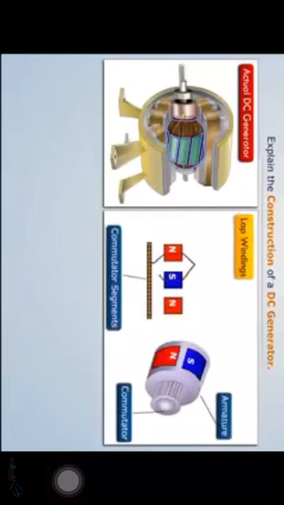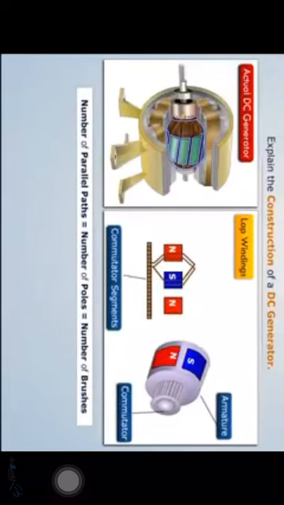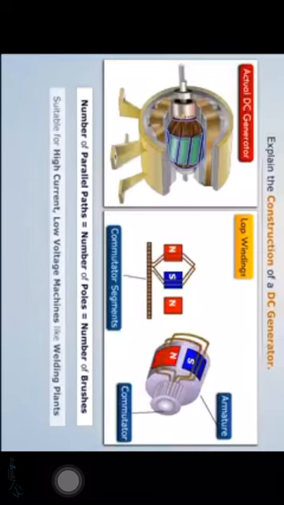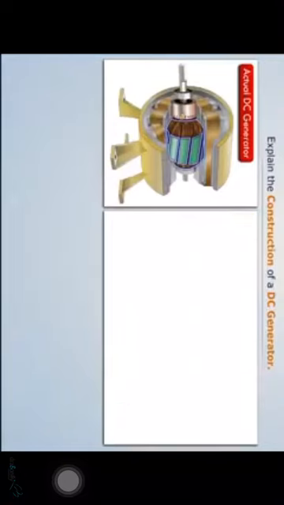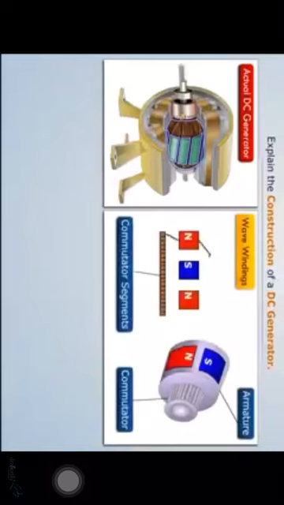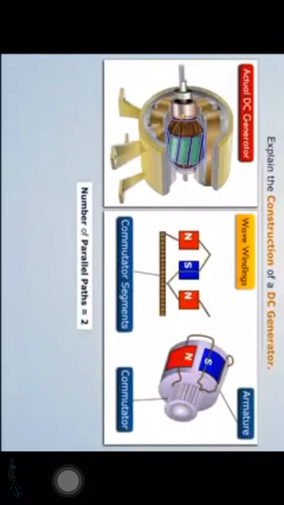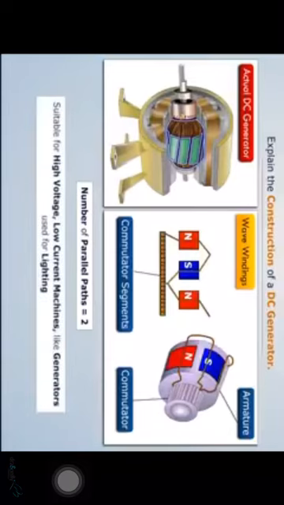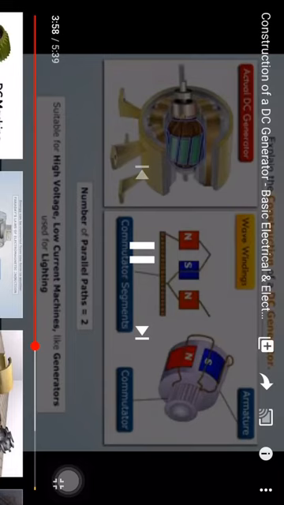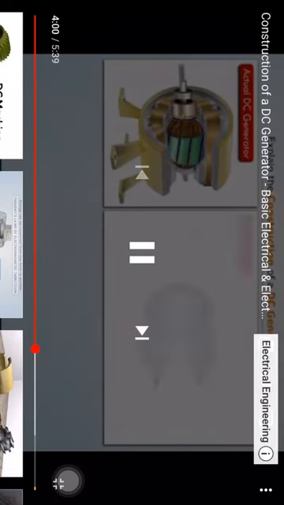In lap winding, the number of parallel paths is always equal to the number of poles and also the number of brushes. It is suitable for high current, low voltage machines like welding plants. Whereas in wave winding, the number of parallel paths is always 2, and there may be 2 or more brush positions. It is suitable for high voltage, low current machines like generators used for lighting.